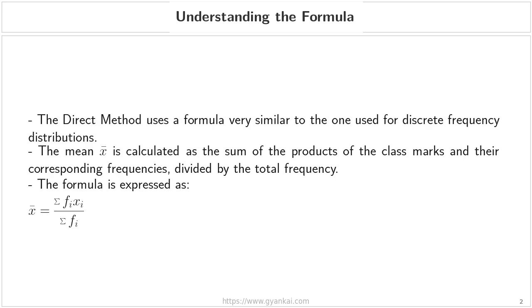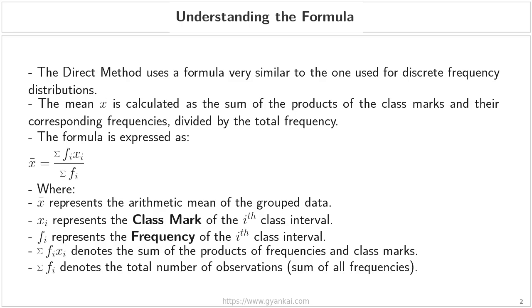Looking at the screen, the formula is expressed as x bar equals the sigma of f sub i times x sub i, all over the sigma of f sub i. Let's break down exactly what each of these symbols means so there is no confusion. First, x bar represents the arithmetic mean of our grouped data. The x sub i represents the class mark of the ith class interval. Remember, that's the midpoint we discussed in the previous slide. The f sub i represents the frequency of that same ith class interval.